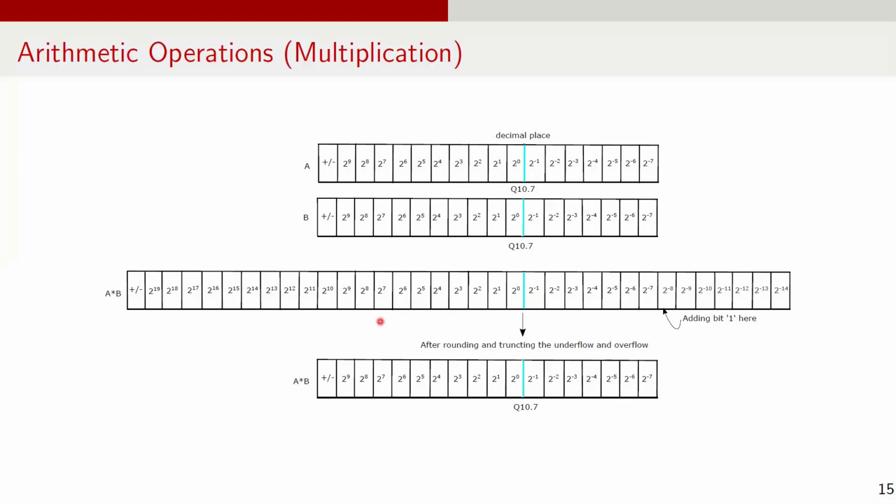Now, out of this big range of bits, what do we actually care about? We want the output of this multiplication to be in format Q10.7. So we care about the bits that immediately surround the decimal bit. Everything after the 7 bits is an underflow. Similarly, anything above the decimal after 10 bits and a sign bit is an overflow.